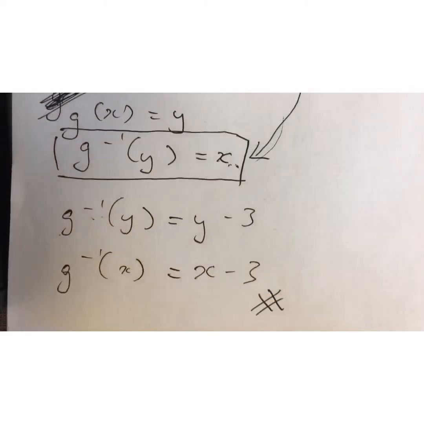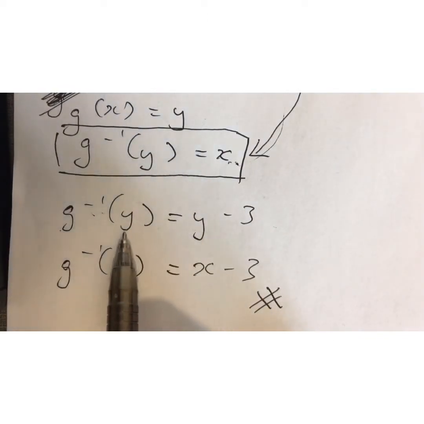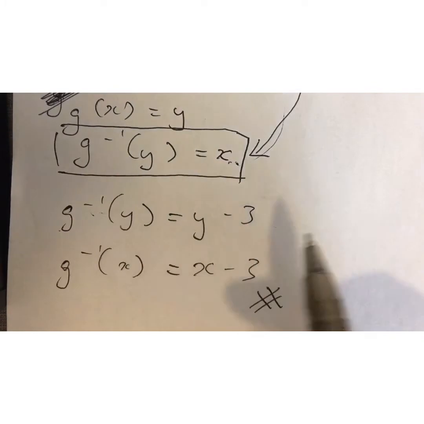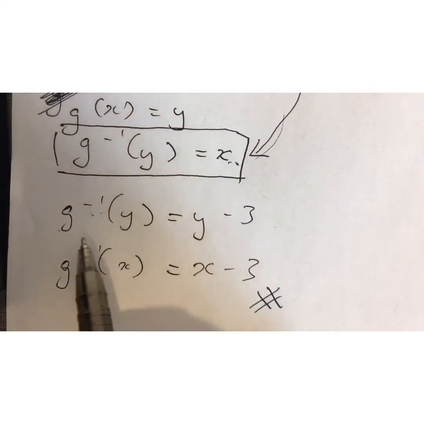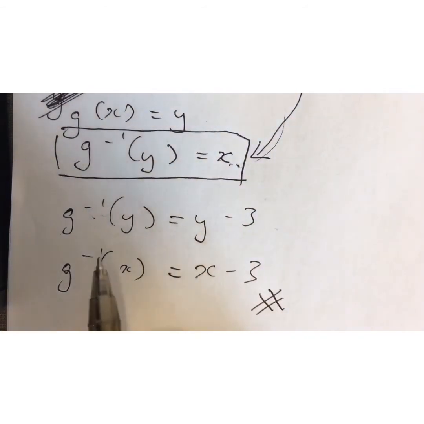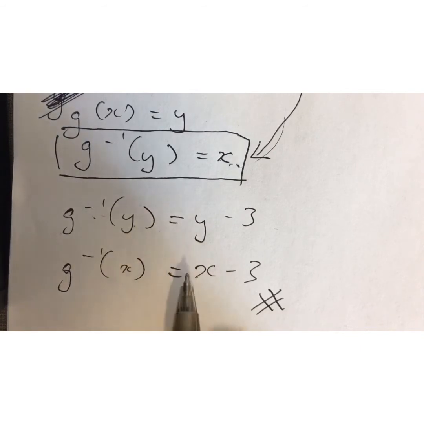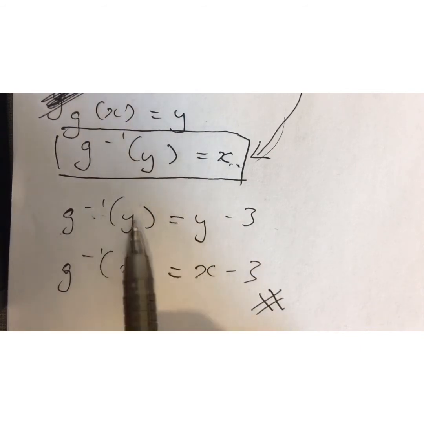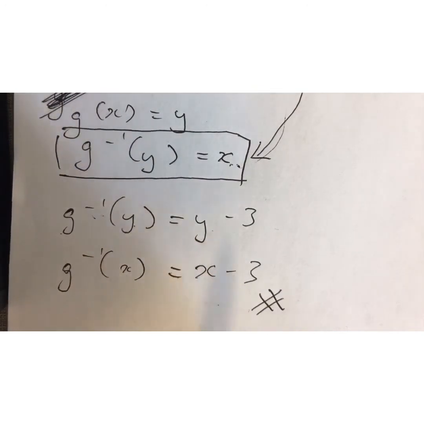And then, as I said just now, if the whole function has only one unknown, you can change the unknown to whatever you want. You can put g inverse x equals x minus 3, or g inverse a equals a minus 3, whatever, it doesn't matter. So all you need to do now is change the y to x, and you get x minus 3. You change the y to x on the left hand side, and you change y to x on the right hand side, and that's how you get your answer.